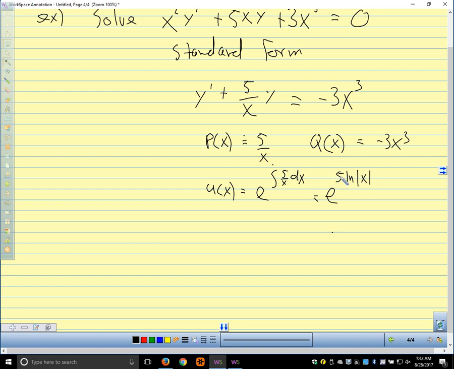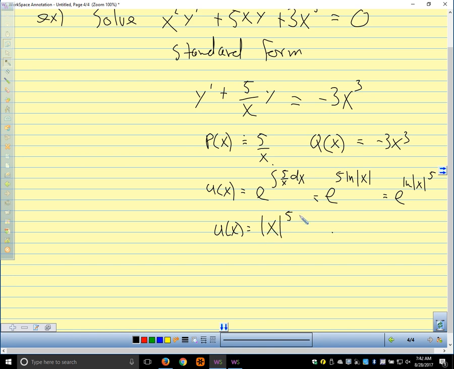What can we do with this factor on a natural log function? It turns it into an exponent. So this is e to the natural log of x to the fifth, which is just absolute value. So u of x equals absolute value of x to the fifth.